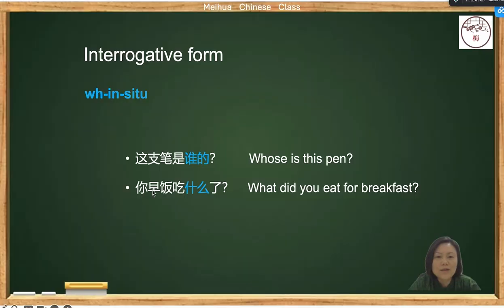Another one, 你早饭吃什么了? This is also a question sentence, right? 你 you, 早饭 breakfast. Eat, 什么 means what? You breakfast eat what? See, this is the Chinese order. But in English, we should say, what did you eat for breakfast?